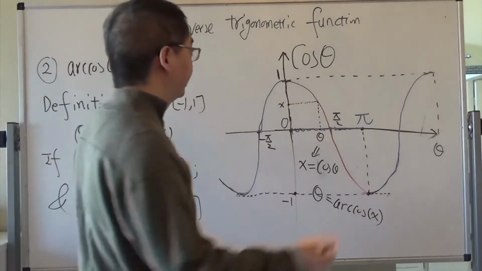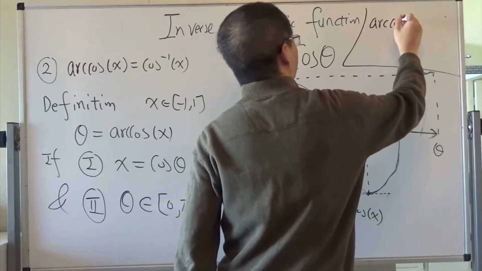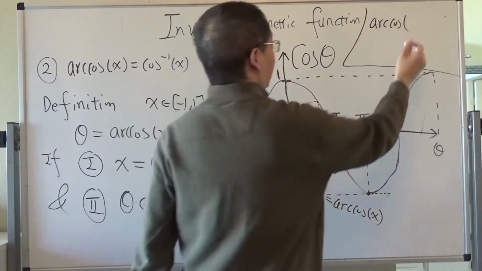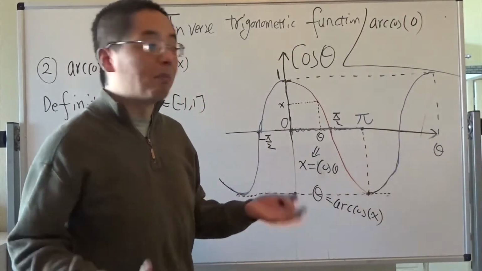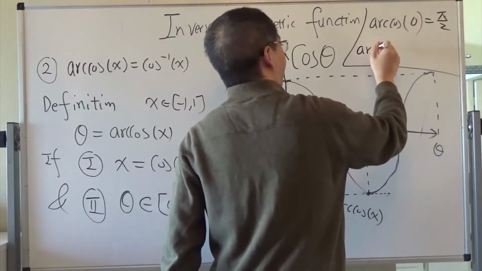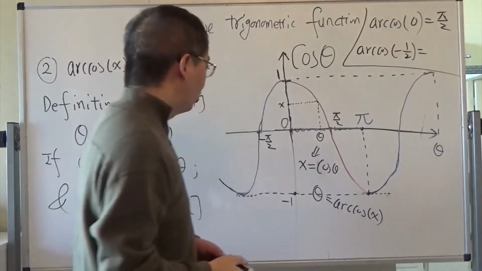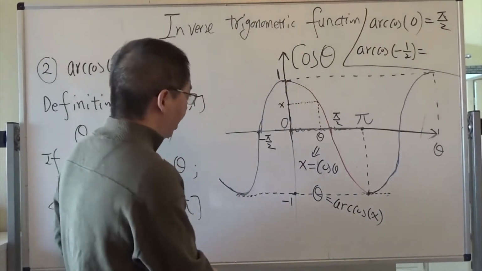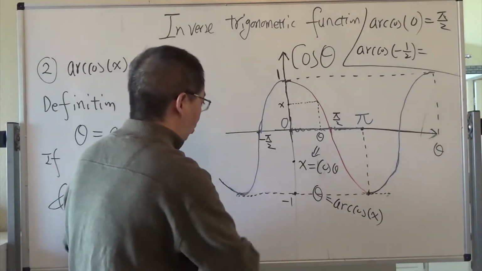For example, if I want to calculate arccosine 0, then when cosine attains 0, the angle is pi over 2. This is pi over 2. Then let's see arccosine of -1/2. Well, for cosine equal to -1/2, we have this right here. So this is -1/2.